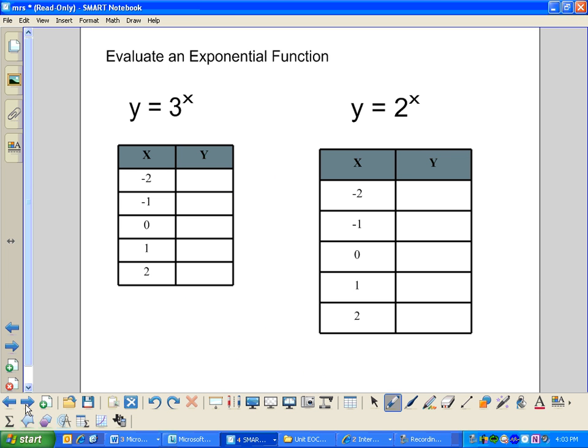Okay, we're going to evaluate this exponential function. This is an example of an exponential function where the variable x is actually the exponent. So I have -2. When x is -2, what is y? Let's see. y equals 3 to the -2 power. You remember what to do with a negative exponent? Ticket to ride. That's the same thing as 1 over 3 to the second power. What is 1 over 3 to the second power? Just 1/9.